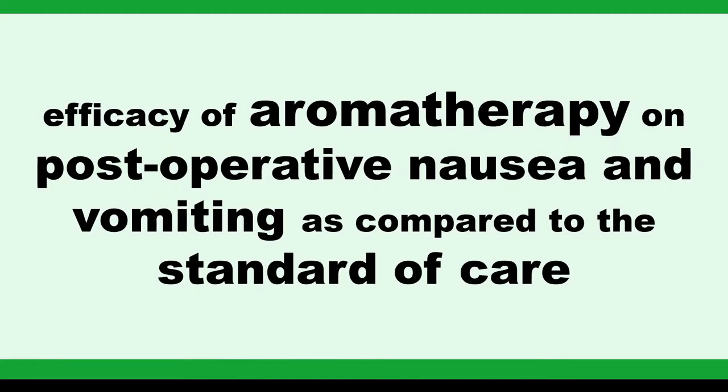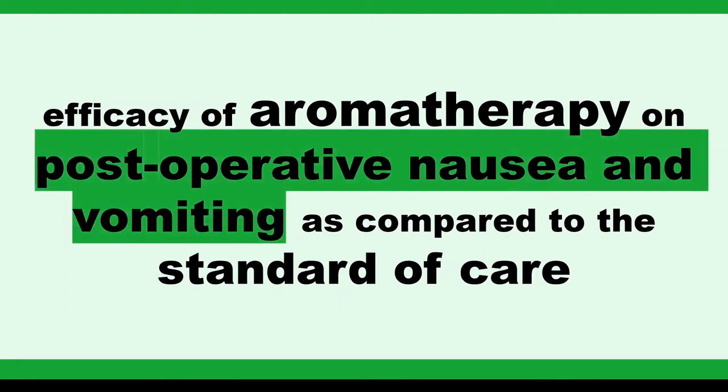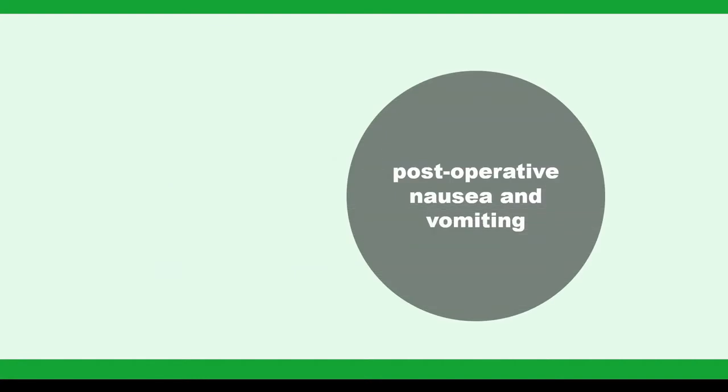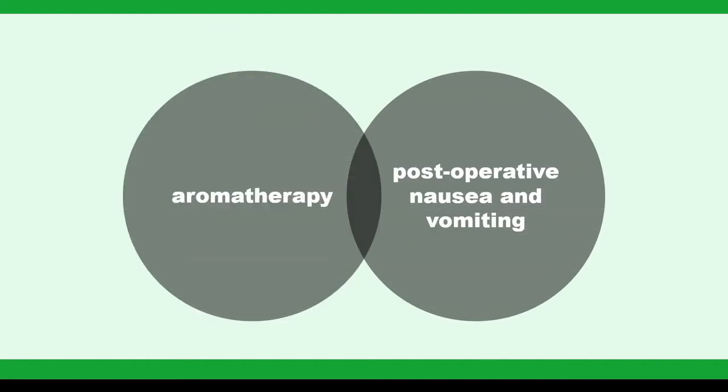Example 1. We are interested in the efficacy of aromatherapy on post-operative nausea and vomiting as compared to the standard of care. Our population is patients with post-operative nausea and vomiting, and our intervention is aromatherapy. Our search concepts would be based on post-operative nausea and vomiting and aromatherapy. Note that we don't include terminology for the standard of care or for any particular outcomes. They're ambiguous and not really necessary. Imagine that where the circles of each concept overlap in this Venn diagram is where you'll find the relevant literature in your platform of choice.